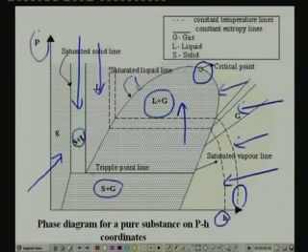So there is another important point known as the triple point. As you know, the triple point is a point at which all the three phases, that means solid, liquid and gas, exist in equilibrium. So that point is shown here. So this is the typical P-h diagram for a pure substance.